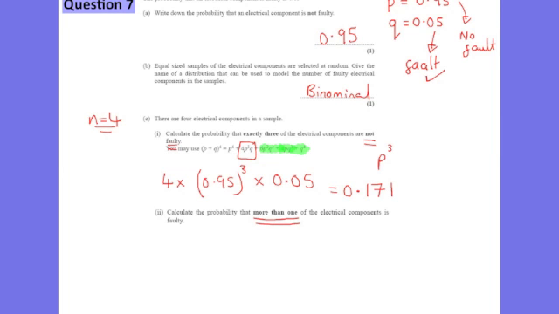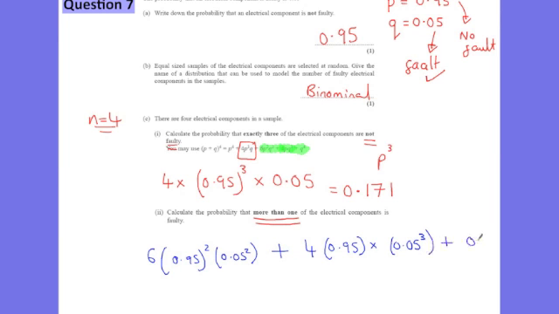So substituting in all the values here, again, we are looking at 6 times 0.95 squared, multiplied by 0.05 squared. Add 4 multiplied by 0.95 multiplied by 0.05 to the power 3. Add Q again, 0.05 to the power 4.